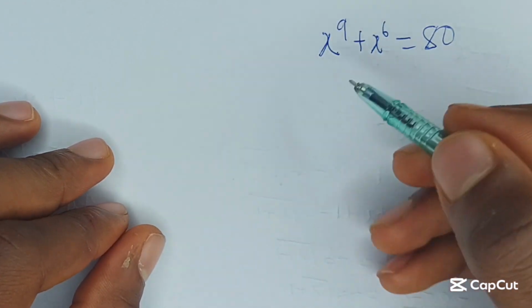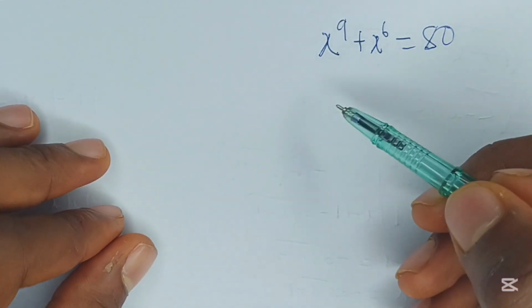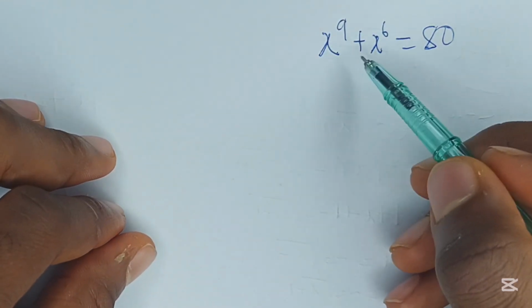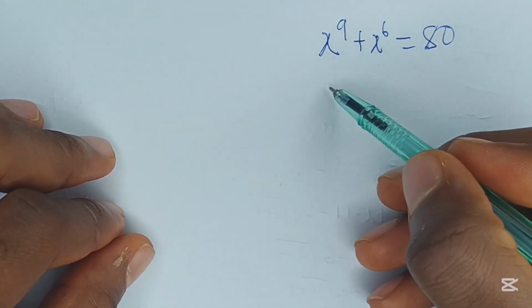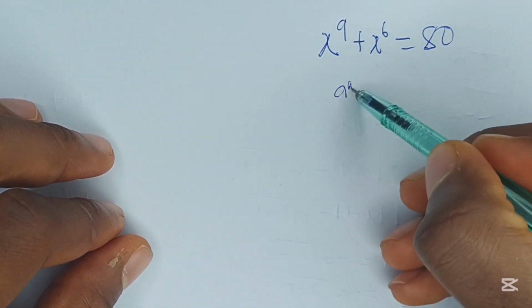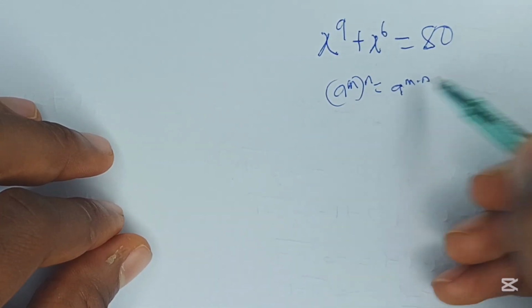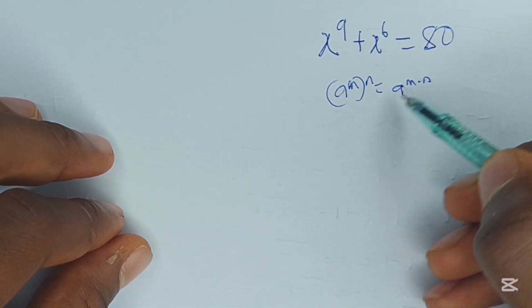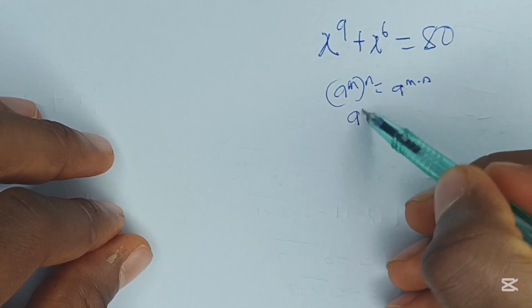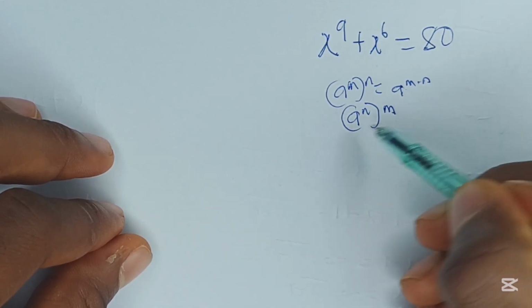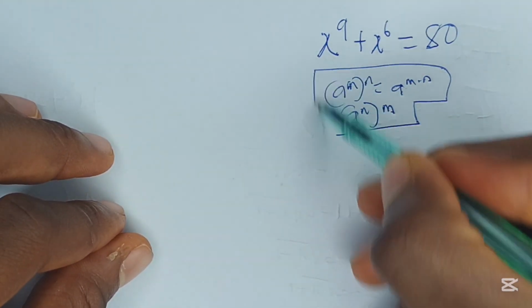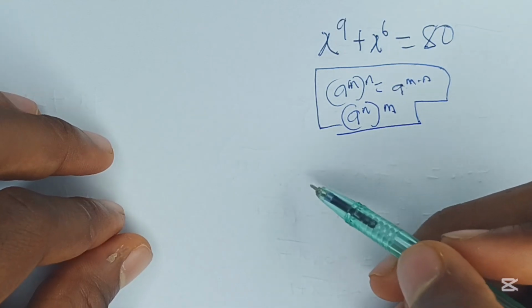Let's solve this together. It says x raised to the power 9 plus x raised to the power 6 is equal to 80. How do we solve for x? First things first, you have to agree with me that (a^m)^n is equal to a raised to the power m multiplied by n. And since multiplication is commutative, it can also be equal to (a^n)^m. Okay, so applying this law, we have to solve this question.